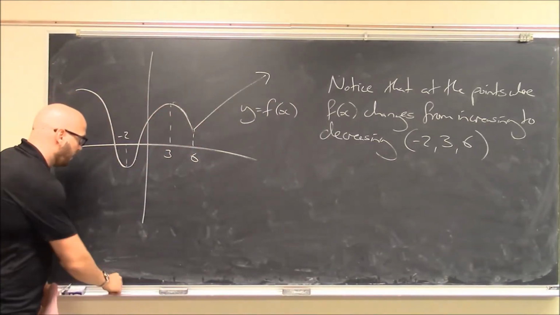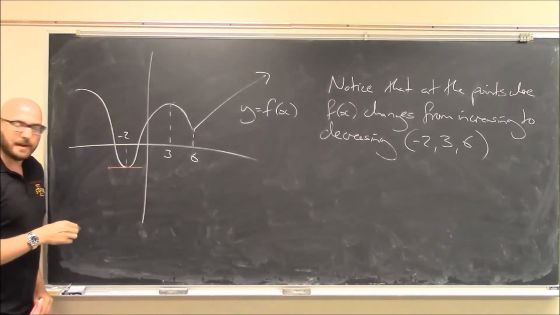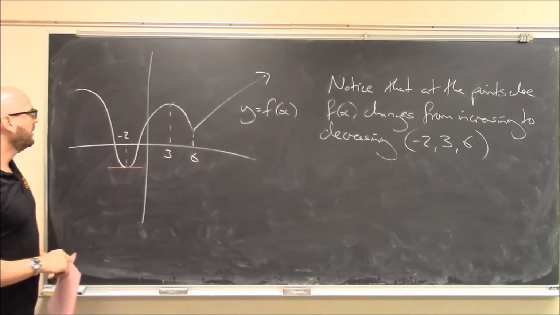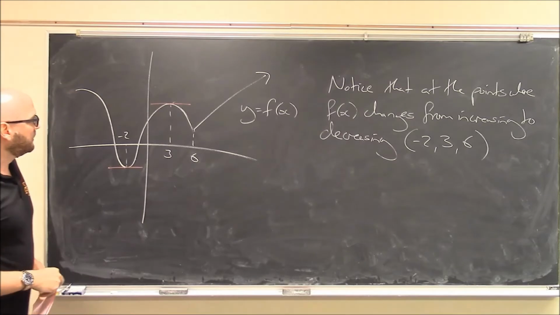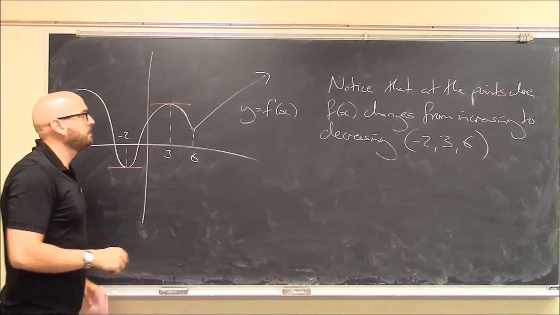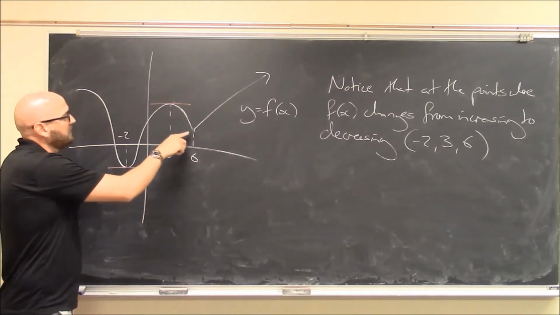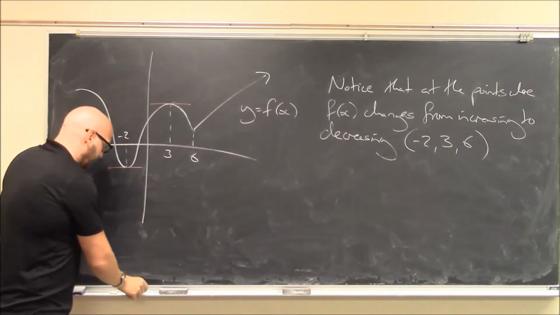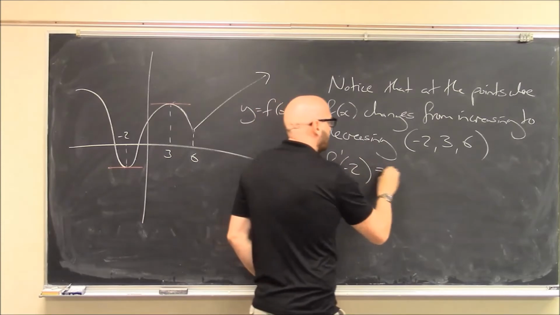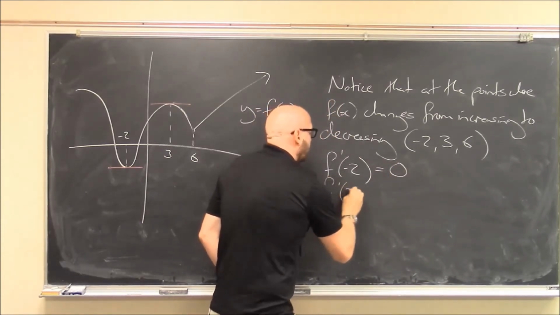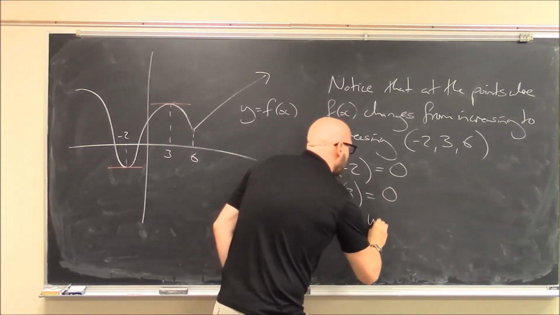-2, 3, and 6. What happens at -2? What's my derivative? Well, if you put a tangent line down here, it'd be totally flat. So at -2, my derivative is 0. What about at 3? Same thing. Put a tangent line down there, my slope is 0, so my derivative at 3 would be 0. And at 6, what's my slope? Well, at 6 it's the sharp corner, so the derivative isn't defined. So f prime of -2 is 0. f prime of 3 is 0. And f prime of 6 is undefined.